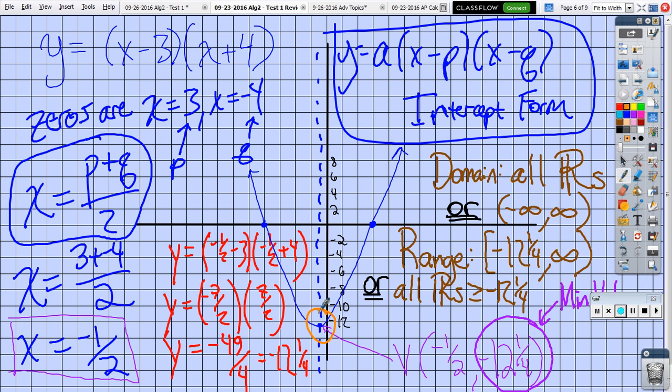Because that describes the relationship. Y is this when x is whatever. So we got -1/2. I plugged it in. You can see the math here, just doing something with fractions, addition, and multiplication. Just make sure your addition and multiplication of fractions is solid. If you need to practice that, do so. Then you get -12 and 1/4 for the y value.